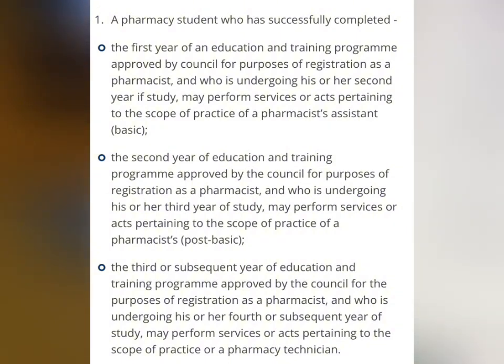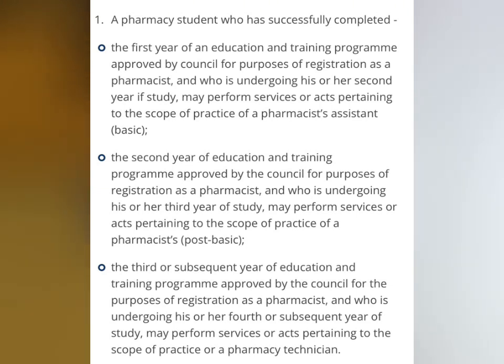So during a 4-year training, pharmacy students are allowed to practice under various scopes of practice of pharmacy personnel. A pharmacy student is allowed to practice under the scope of practice of a basic pharmacist assistant after completing their first year. Then after completing their second year, they are allowed to practice under the scope of practice of a qualified post-basic pharmacist assistant. Then after completing their third year, they are allowed to practice under the scope of practice of a pharmacy technician. Now we will discuss the scope of practice of a pharmacy technician in our next video.